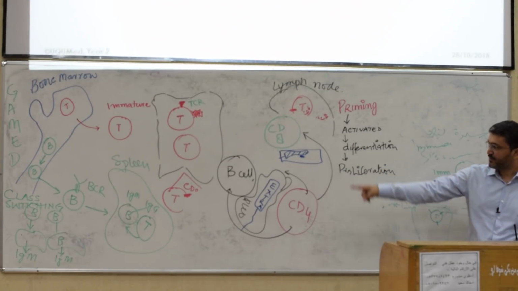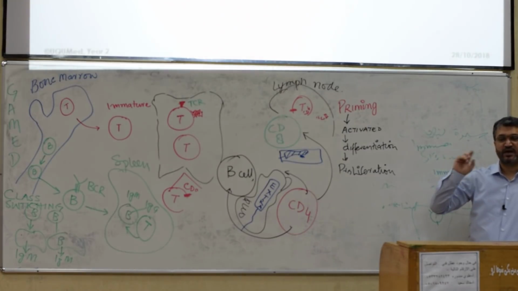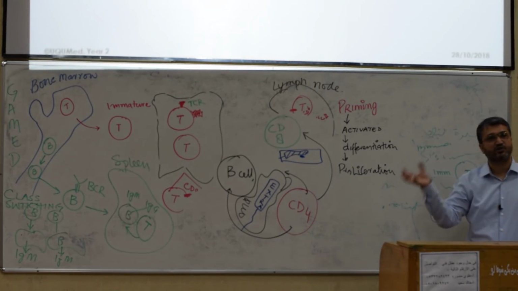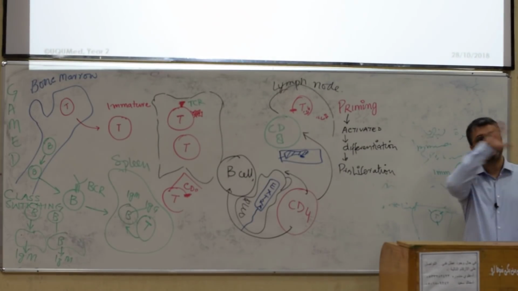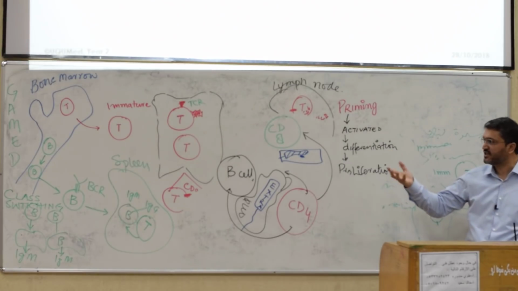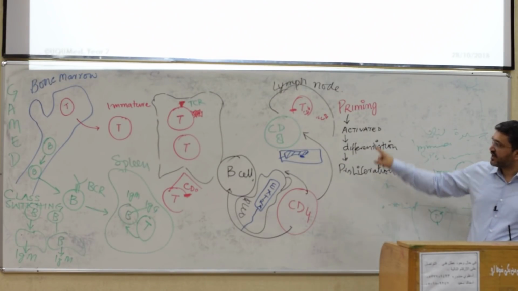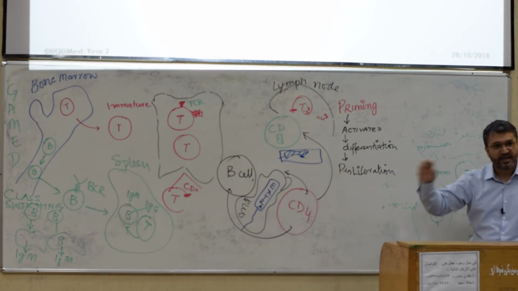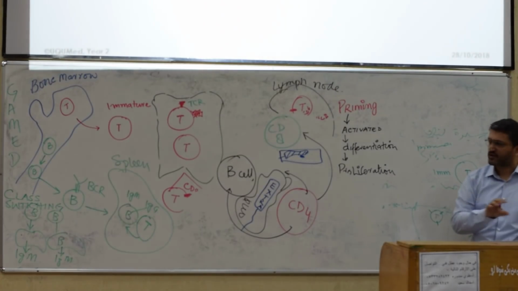It's helping B cells. What is the purpose of this help? To help the B cell start class switching. Instead of IgM, they will start producing IgG, IgE, IgA, depending on what is needed. Then CD4 will tell the CD8 cell to kill efficiently. We'll see what those steps are.